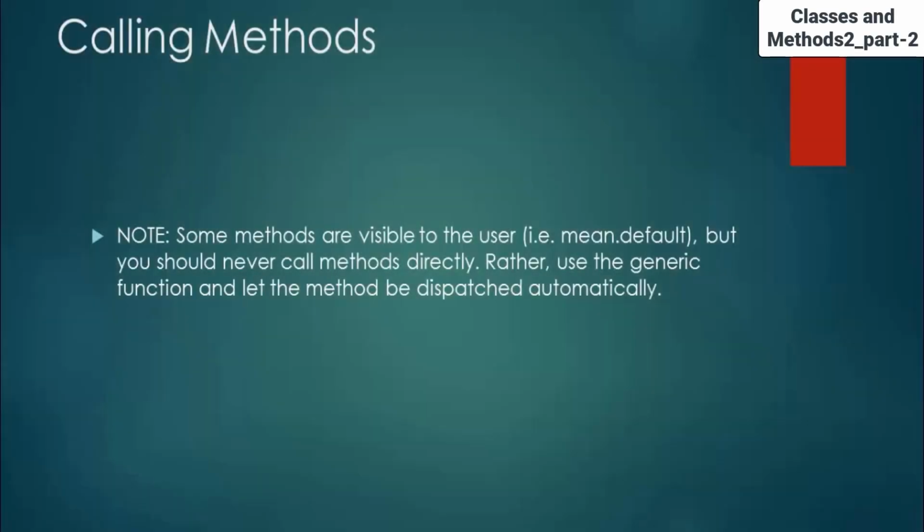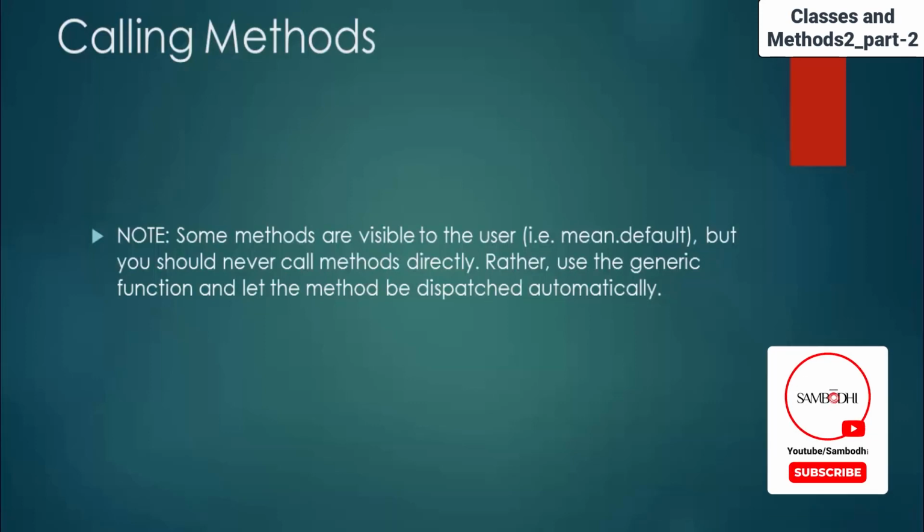Now we'll see about calling methods. Some methods are visible to the user, for example, the mean that we were using earlier, mean.default. But you should never call default methods directly. Rather, you can use the generic function and let the method be dispatched automatically.